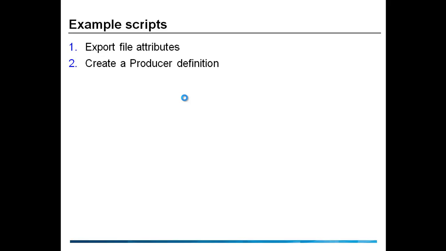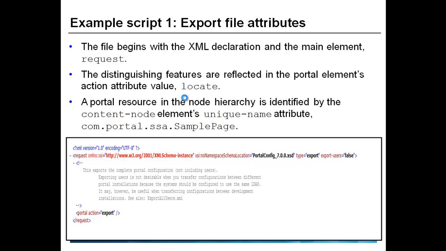Let us see some examples now. The file begins with an XML declaration, and if you look at the example here, the file begins with the XML declaration in the first line. The file contains portal action export, that's all. So it is exporting the entire portal. That is what it is doing.